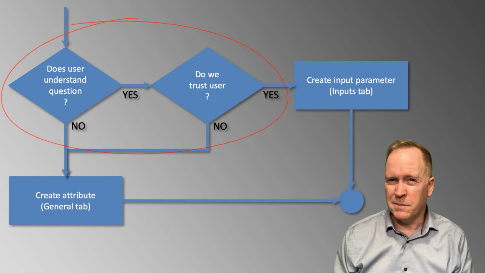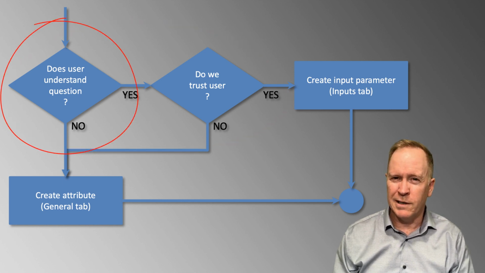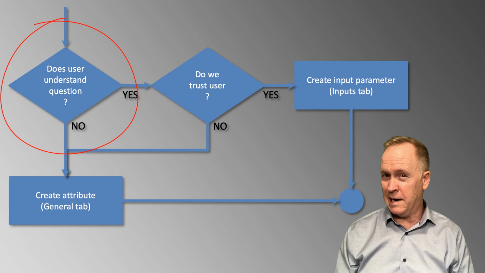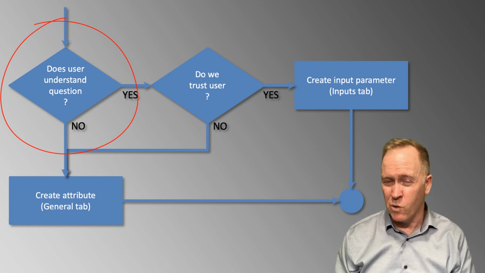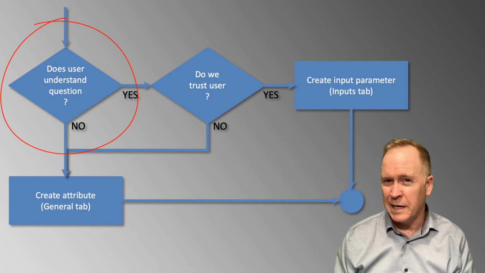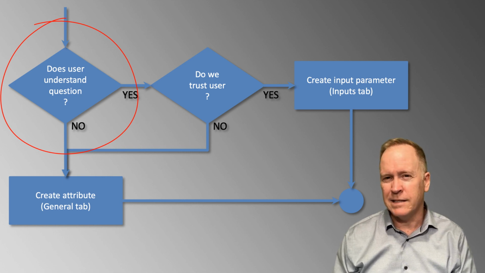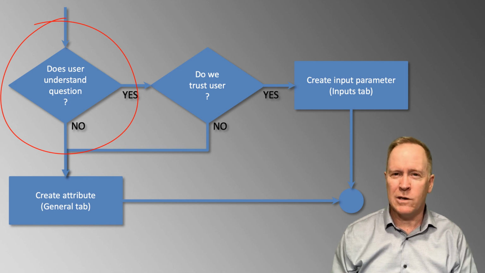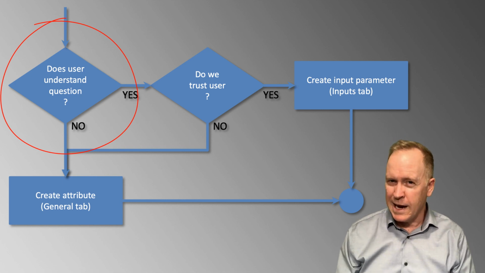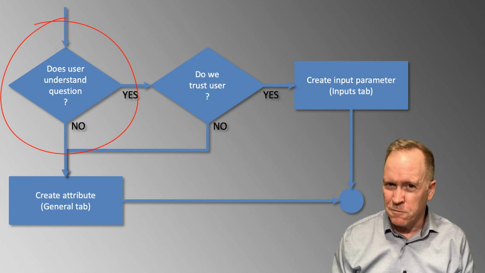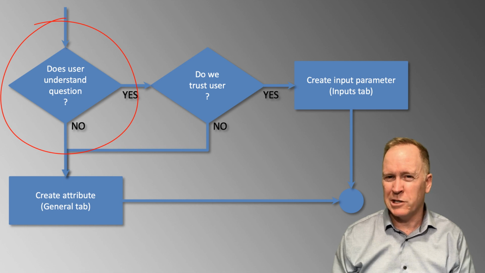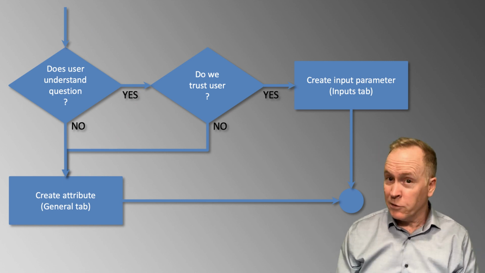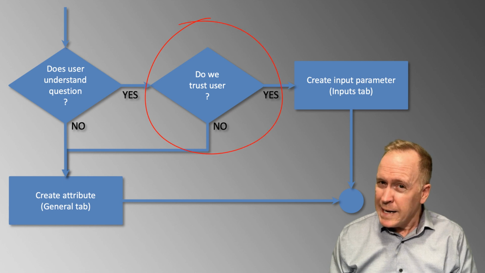So the first question I ask myself is, does the user understand what on earth we're asking for? For instance, if I had an input parameter that asked the user to pick a name for a virtual machine, that's pretty straightforward. Assuming the user knows what a virtual machine is, they'll know what I mean if I ask them for the name. On the other hand, if I ask the user to select an AD computer or a VC distributed port group or crazy things like that, the user doesn't necessarily know what I'm asking for. So in that case, if the user doesn't understand what the question is, I probably should create an attribute. On the other hand, if the user understands what the question is, I might not trust the user.